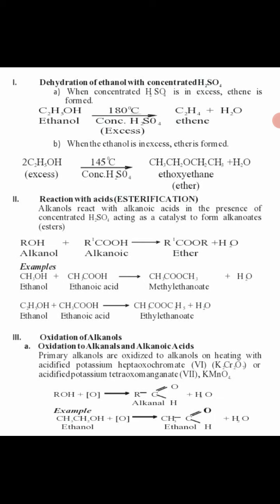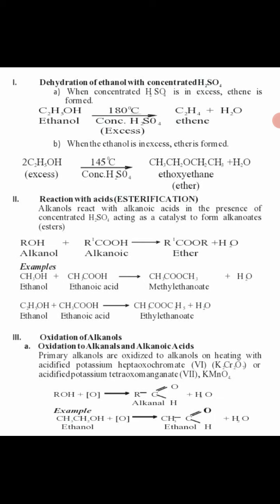Ether is formed when ethanol is in excess. Don't get it mixed up. When you dehydrate ethanol in excess H2SO4, you have ethene. Then when the ethanol is in excess now, not the H2SO4, when the ethanol is in excess and it is dehydrated, ether will be formed, or ethoxyethane.